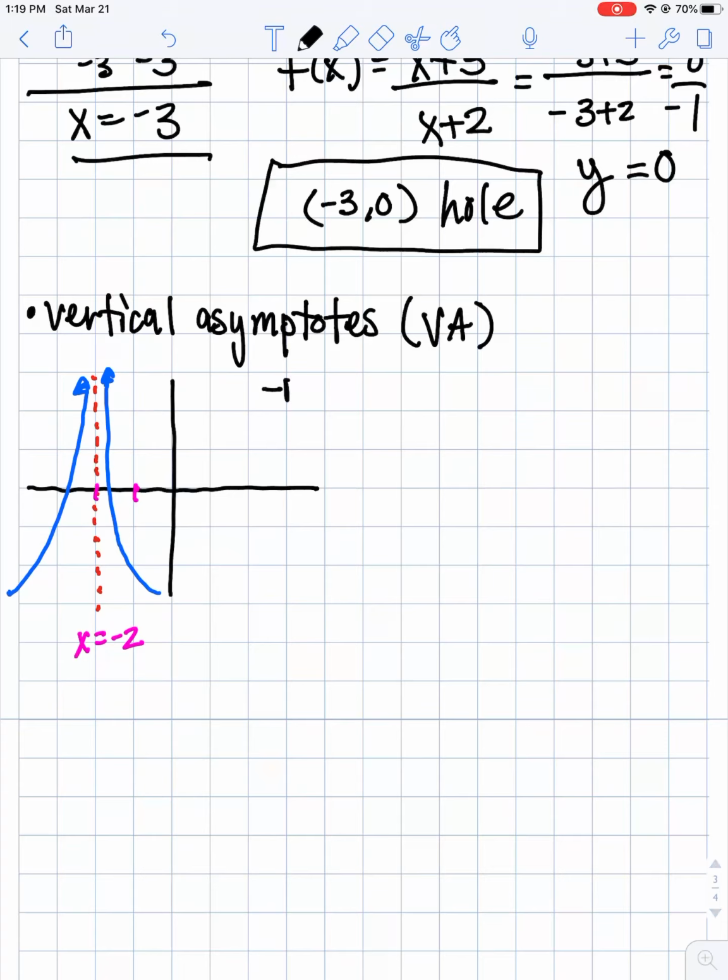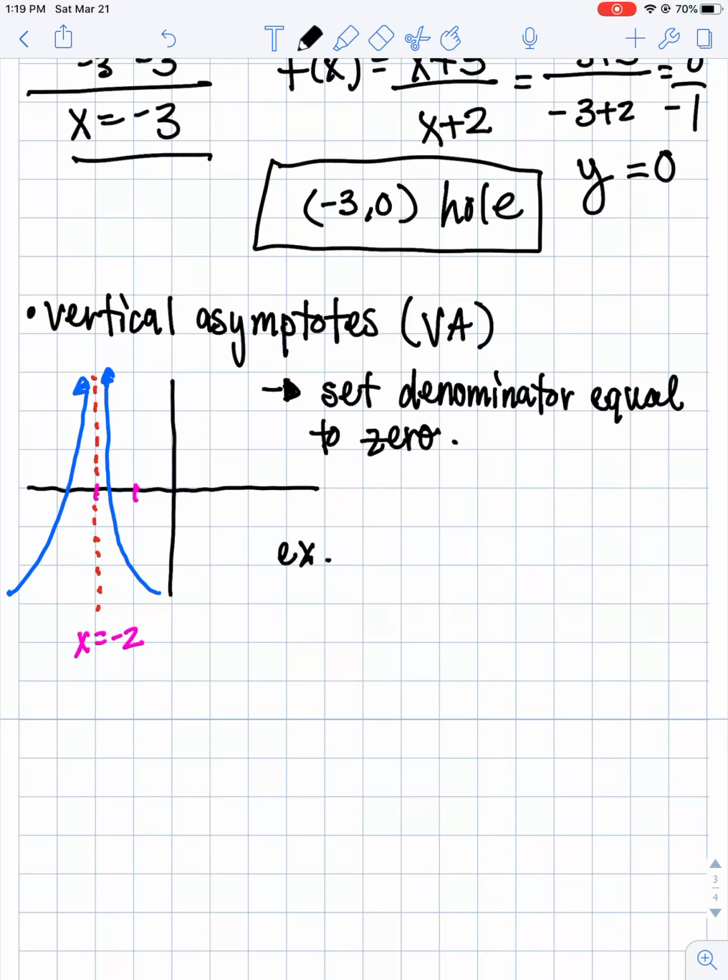So your question should be, how do I find vertical asymptotes? Well, you set the denominator equal to 0. It's that simple. Set the denominator equal to 0. That's how you find a vertical asymptote.